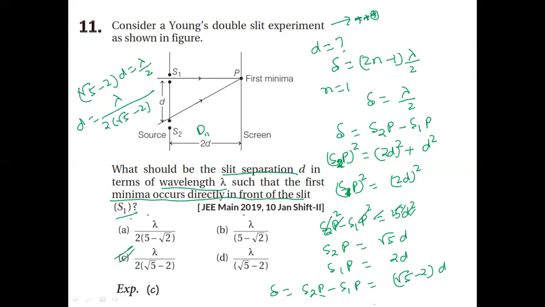In the advanced exam, they gave this path difference and asked to find the number of fringes. Actually, they asked in the opposite manner.